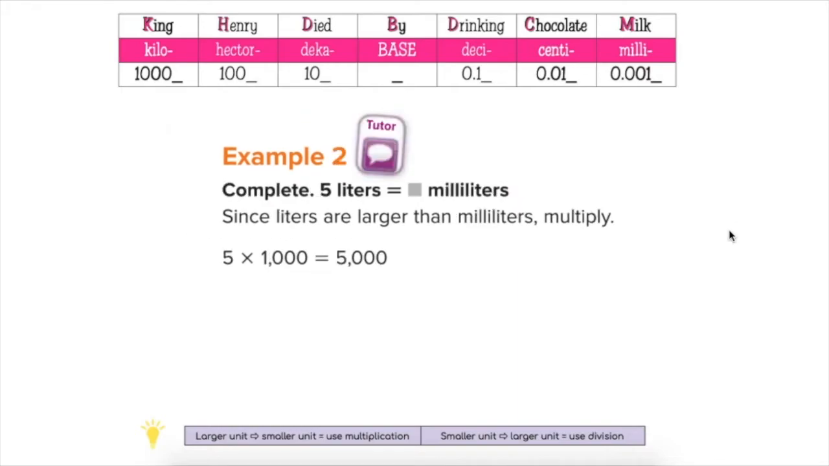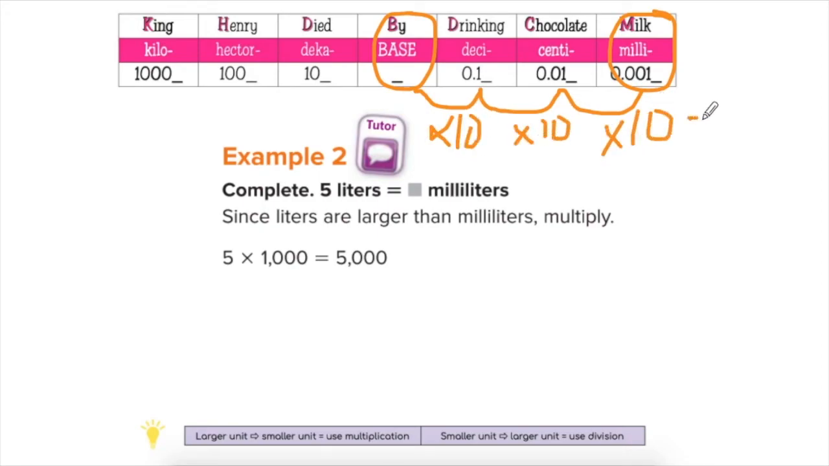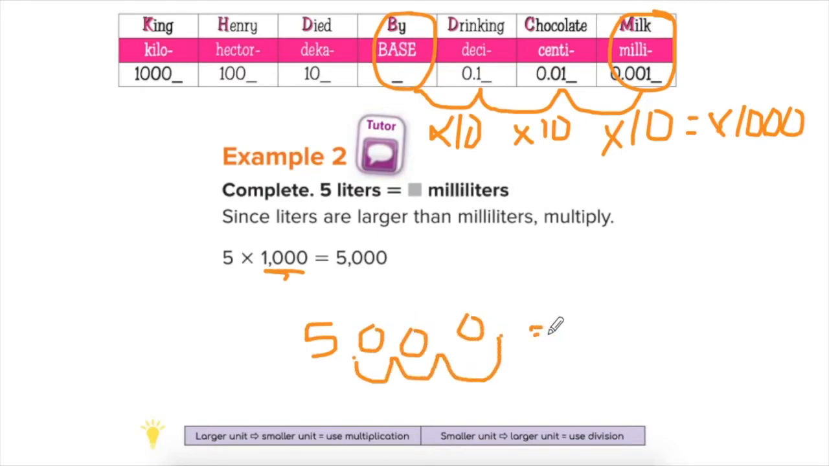Take a look at the next example. Example 2: 5 liters is how many milliliters? Again, let's use the table here. Liters is my base, milliliters right here. Well, that's 1, 2, 3 jumps, or times 10, times 10, times 10, which is equal to times 1,000. So I see the 1,000 there. I can do 5. There's technically a decimal point at the end of every whole number. That's 3 to the right, so 1, 2, 3. Fill in with zeros, and I get 5,000 milliliters is equal to 5 liters.